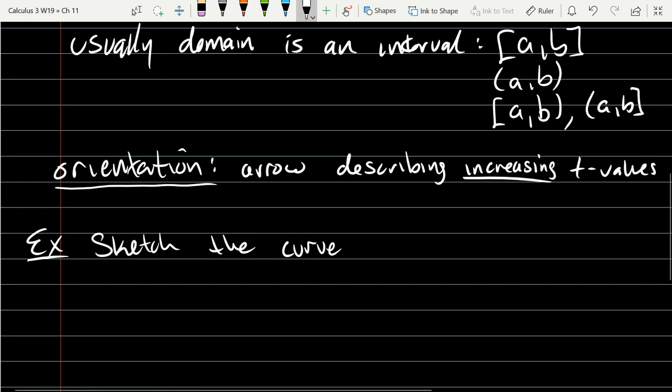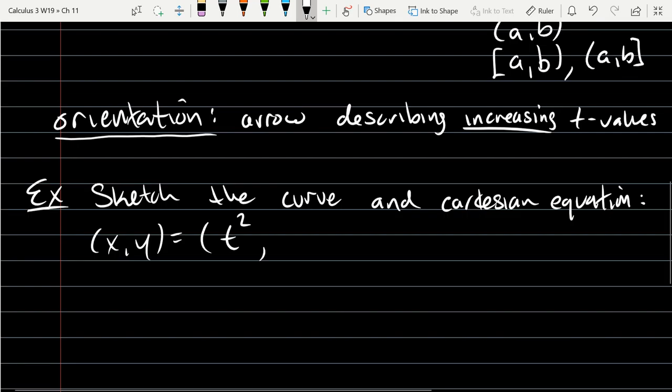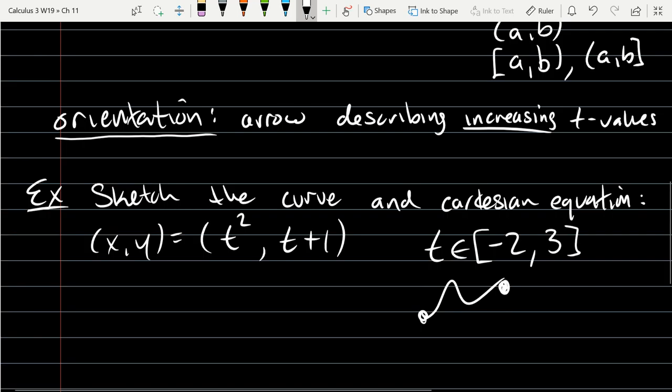So our first example, we're just going to be graphing. We're going to sketch the curve, and afterwards we'll find the Cartesian equation. Our xy functions: x is t squared, and y is t plus 1, where t is in the closed interval negative 2 to 3. Without doing any work, whatever this curve looks like, it's going to have two points, one at the start, one at the end, and it will have an arrow going one of the two directions.